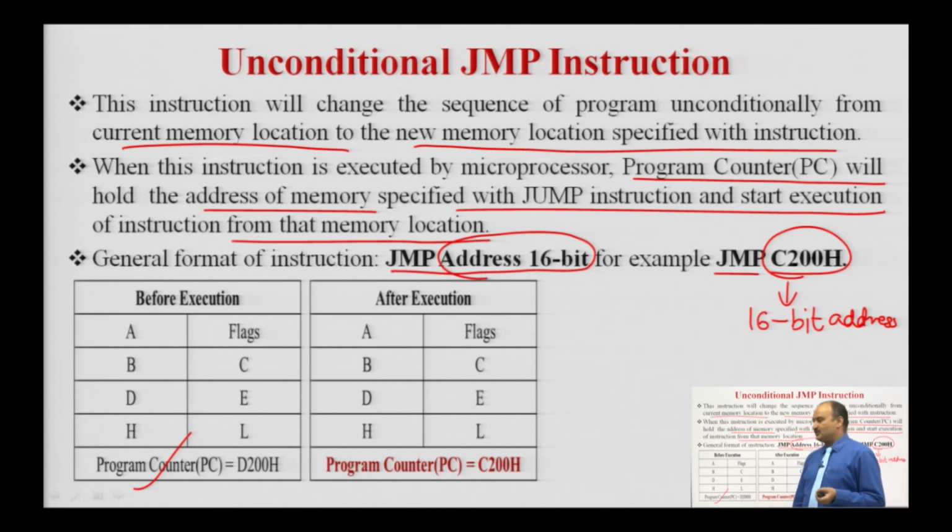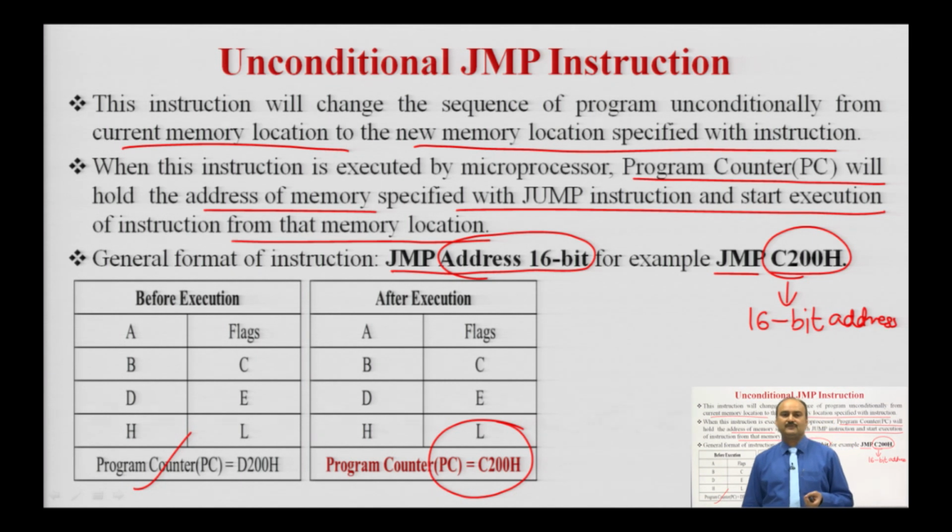After the execution of this instruction, JMP C200H, this is the address which is specified with the instruction. The program counter will hold this new address, that is C200H, and it will start execution from this memory location unconditionally. So, this is the meaning of JMP C200H. This is the case before and after the execution. Before the execution of the JMP instruction, the content of the program counter is D200H. After the execution of JMP C200H, the program counter is holding the value C200H.